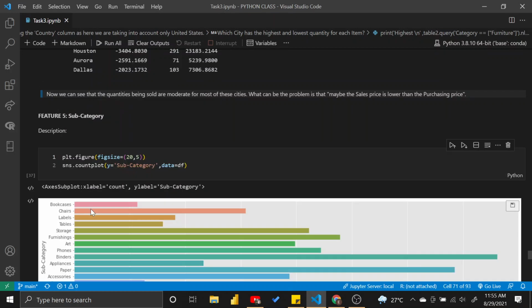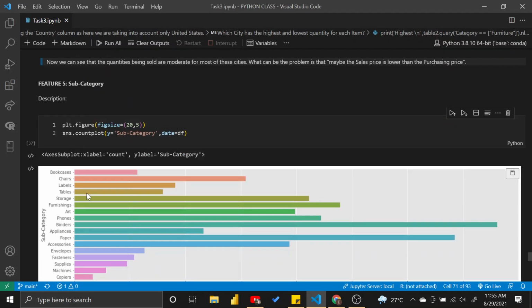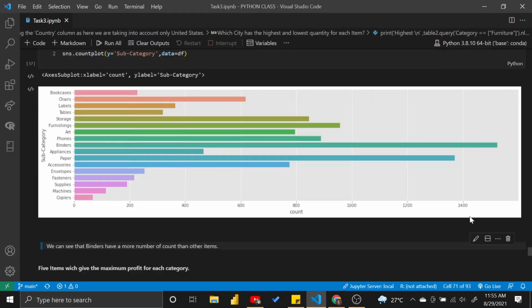Now we'll look at the subcategory. Subcategories are basically the items or the products that are being sold. Here in the count plot, we can see binders are having more number of count. I can never say that it's being sold.